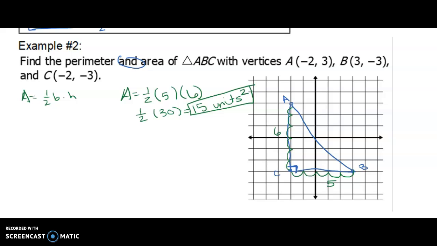Now, the horizontal and vertical lines were very easy to count. With that said, you cannot count diagonal lines. Okay, you can't do it. Your answer will be wrong every single time. So, how would we find the distance between A and B?